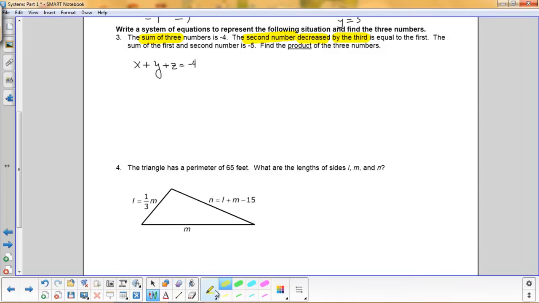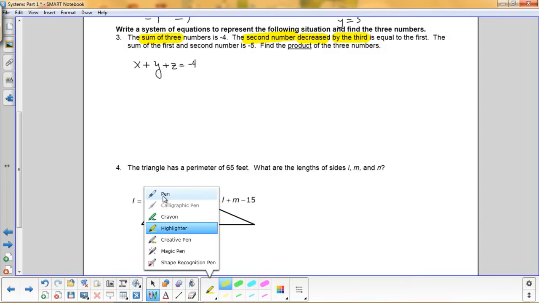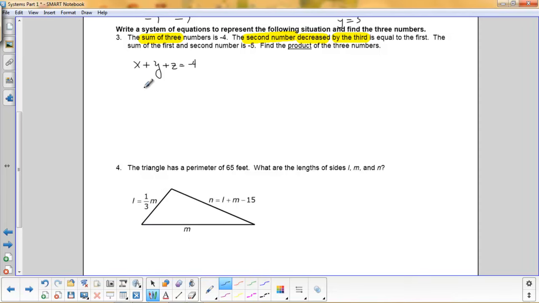Okay, so let's start there. The second number I've created is y. Decreased by the third means minus z. And then here's my keyword that tells me I'm moving on to the other side of the equation, is equal to the first. So that's going to give me that.